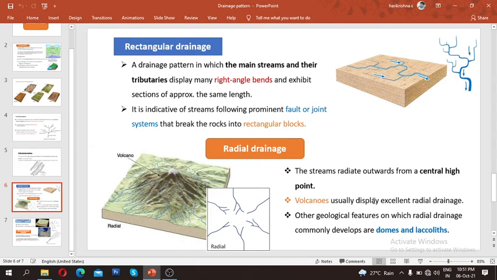Usually volcanoes display excellent radial drainage patterns. So in those areas we can easily observe this radial drainage pattern. Then other geological features on which radial drainage occurs, that we have already said, are domes and laccoliths. So in these domes and laccoliths we can easily observe this radial drainage pattern.